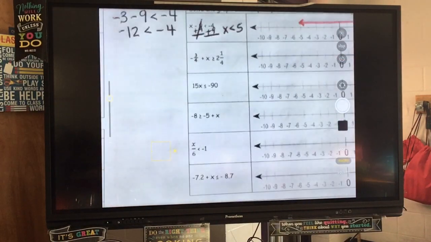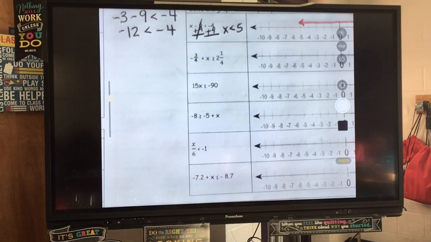Looking at the next one, it's not necessarily hard, but it's hard because there are fractions. So -3/4 plus x is greater than or equal to 2/4. How do we figure this out? We have to get x by itself. It doesn't change the process, even though there's a fraction. I'm not asking you to do this on your own, I'm going to do this with you. But what do we do, ladies and gentlemen?